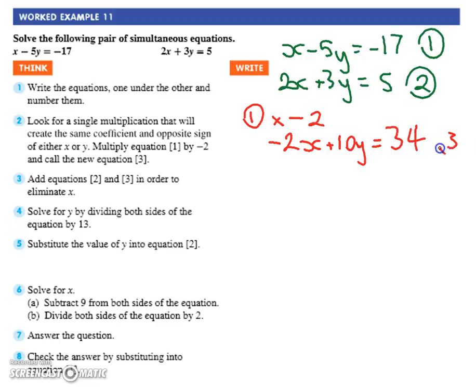Okay, and we're going to call that equation 3. So we've now changed equation 1. Equation 1 is now gone. We've now got equation 3. How does that help us?